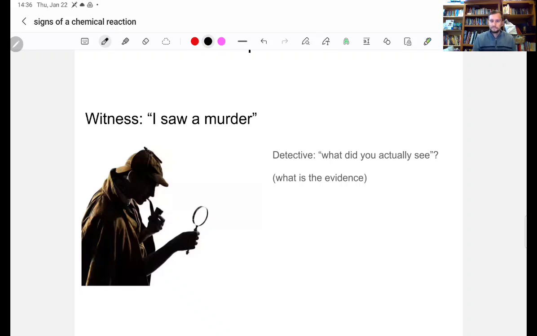Kind of like another example, like if two people are in love, right? They don't necessarily tell you they're in love. There's signs that you can see that they are in love, right? So similarly here, you need to provide the evidence. You can't say, oh, I saw the reaction. You're telling me what you think you saw. Tell me what you actually saw. You saw something change color, or you saw the temperature change, or whatever.